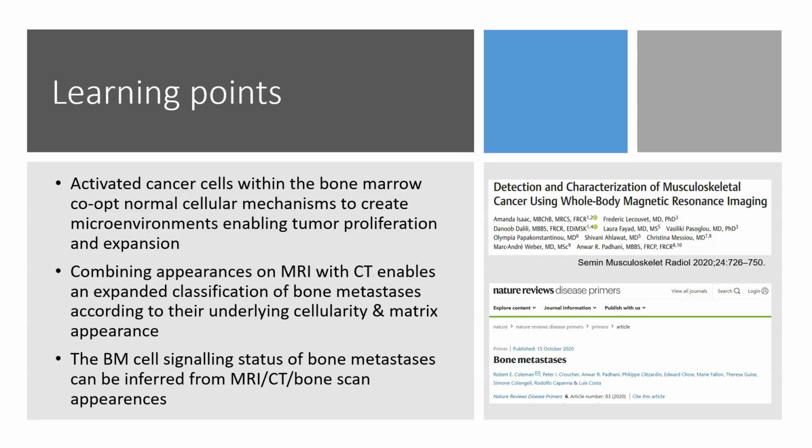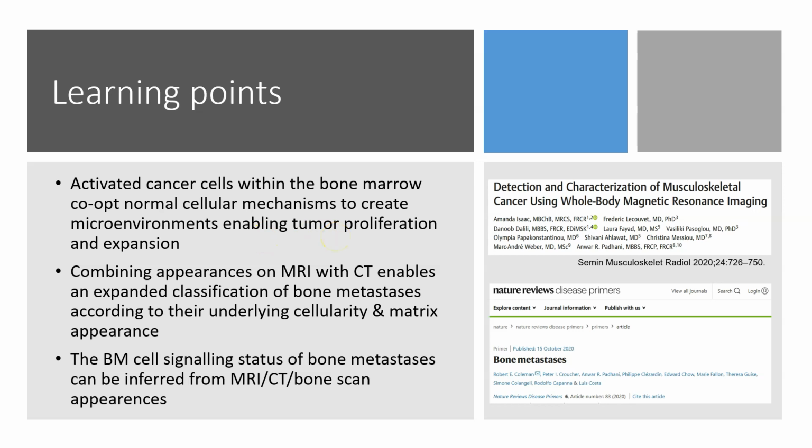Okay, let's conclude there with three major learning points. Firstly, there are complex and balanced signaling mechanisms between cells derived from mesenchymal stem cells and hematopoietic stem cells within the normal marrow. Activated tumor cells within the bone marrow co-opt these cellular mechanisms to create microenvironments for themselves, enabling them to proliferate.